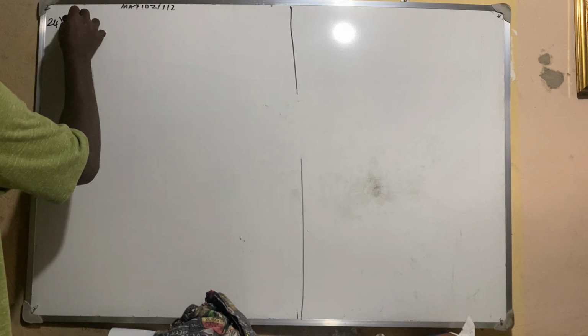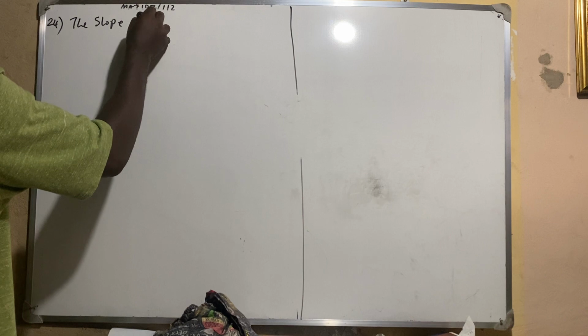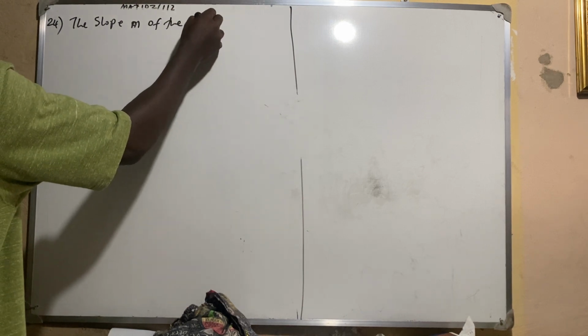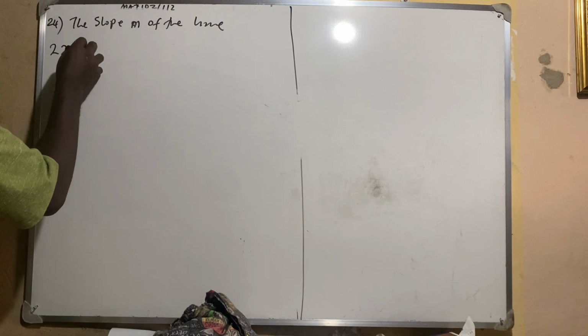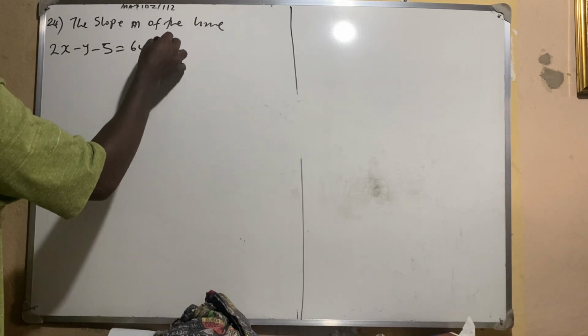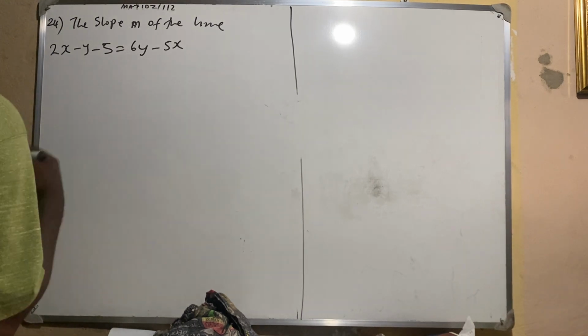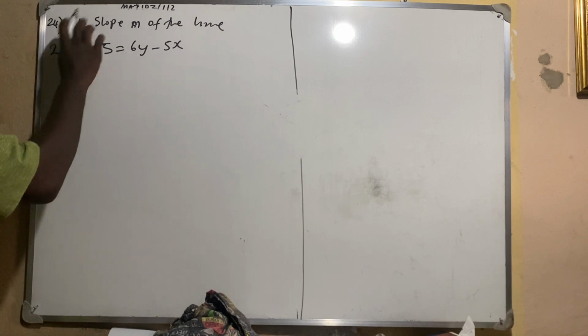Question number 24 says: the slope m of the line 2x minus y minus 5 is equal to 6y minus 5x. So what do you do? Just make y the subject of the formula. You are done. So let me move this one to this side.